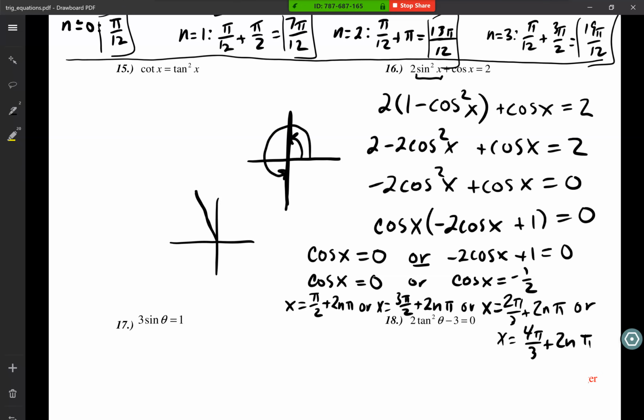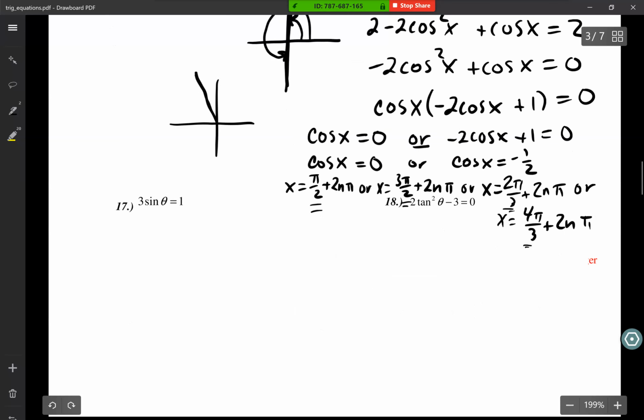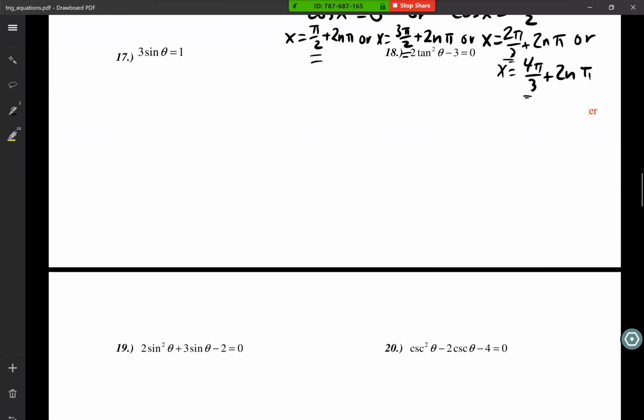So this would be your general solution. And in this particular problem, if it asked you for the solutions from 0 to 2 pi, you wouldn't even worry about the multiples of 2 pi here. You would just have these particular values. Questions on that one? All right, let's see if we can find another one here.